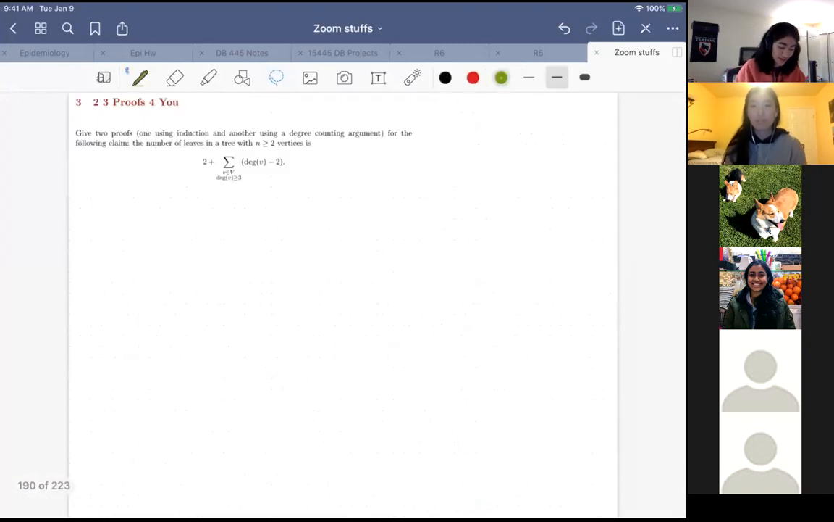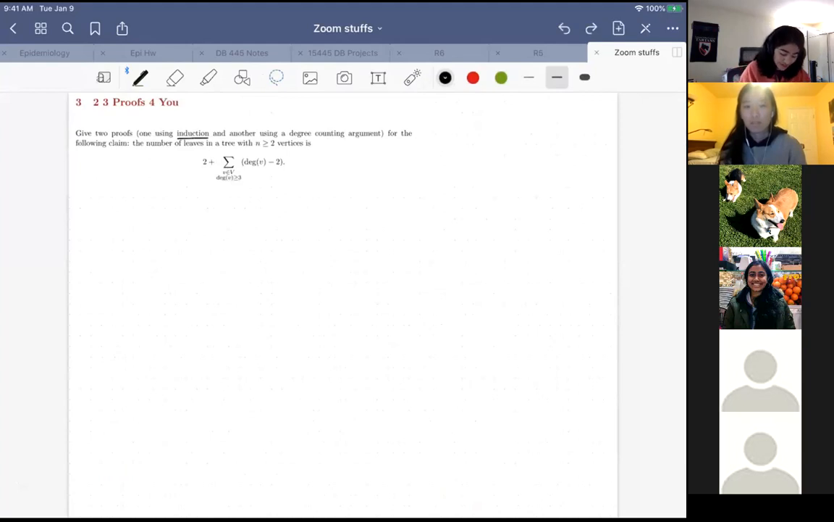Okay, so let's go ahead and actually do a graph induction example. So give two proofs, one using induction and another using degree counting. So we'll do the degree counting one after this. For the following claim, the number of leaves in a tree with n greater than or equal to 2 vertices is going to be 2 plus the summation over all the vertices whose degree is greater than or equal to 3 of their degree minus 2.